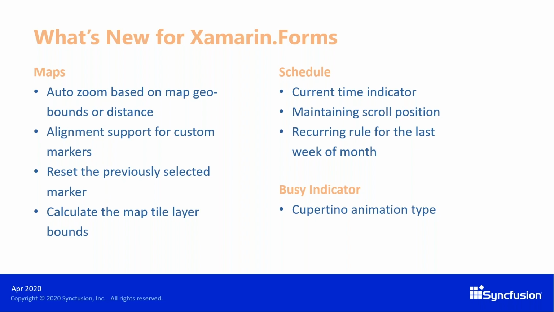And next we have alignment support for custom markers. Earlier we couldn't align the custom markers. You could just position the custom markers on a particular geo bound or a geolocation, but now you can align it to the left or right based on certain parameters. Likewise, you can also reset the previously selected markers. Earlier, the markers could not be reset. If you selected a particular marker, you couldn't deselect it. Now you can do that.